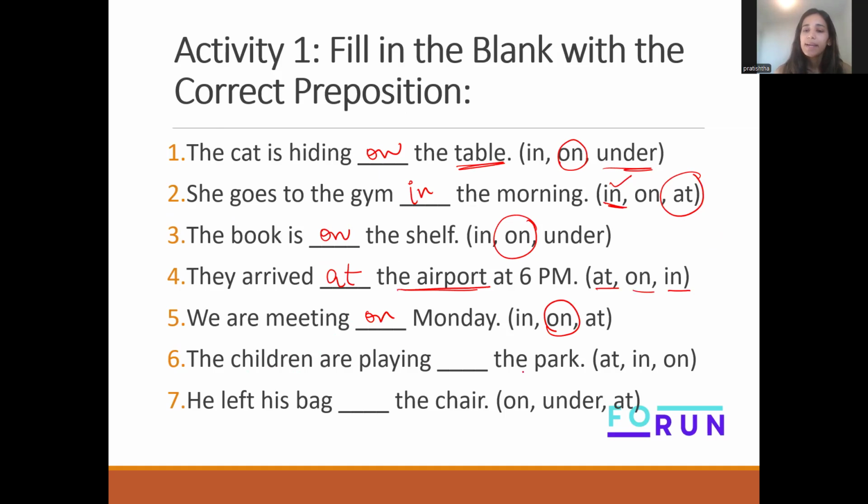The children are playing at the park, in the park, on the park. So "on" is definitely not correct because they are not on the park. "At the park" could work, or "in the park" if they are inside the park.